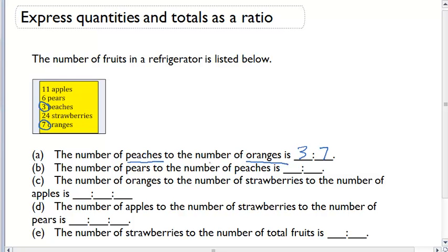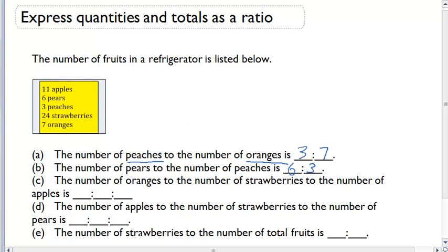Second question is similar. What's the number of pears to the number of peaches? The number of pears is going to be 6, and the peaches is 3. So those first 2 questions ask us to compare 2 quantities. Parts C and D will ask us to compare now 3 different quantities. So if we look at our table, we can now pick out the 3 quantities that they ask us for.